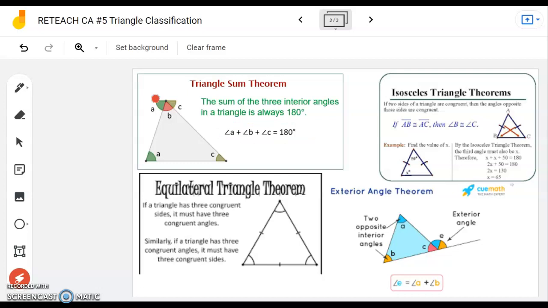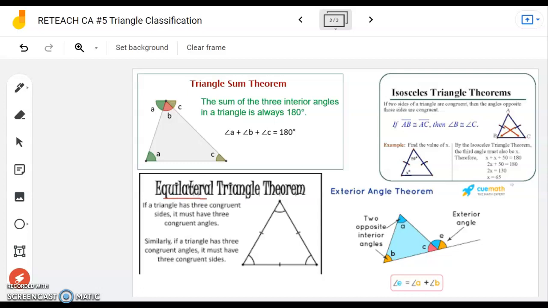Isosceles triangle theorem. If you have two sides congruent, then the angles opposite them are congruent. So in the case of this triangle, angle B would also be equal to angle C. And it also works vice versa. If I know the angles are congruent, then I know the sides are congruent.